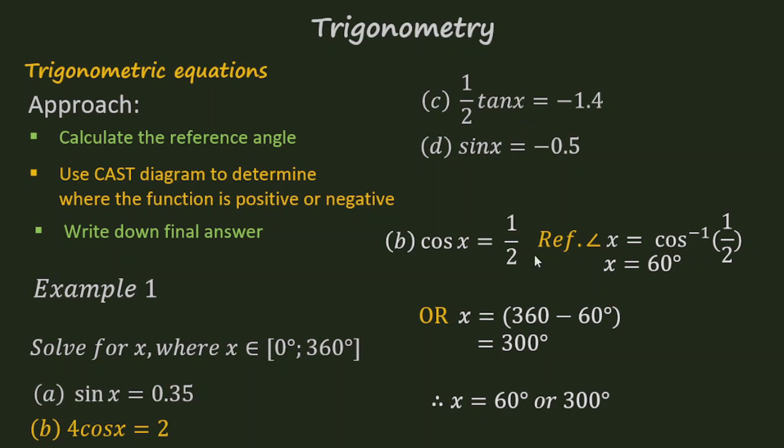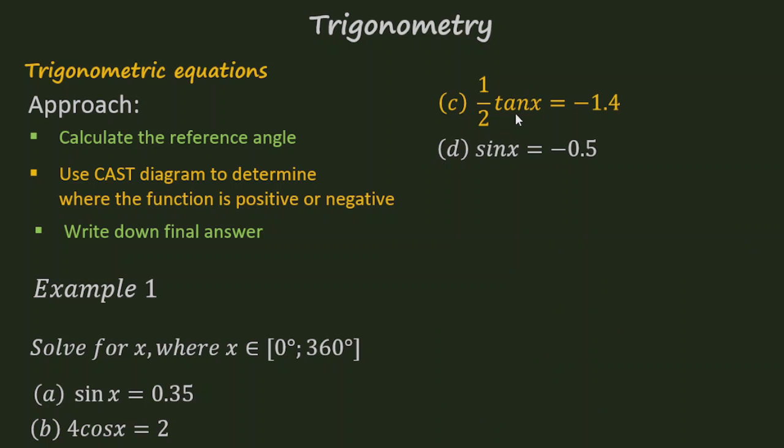Let us move to problem C. Problem C, you have 1 over 2 tan x equals minus 1.4. We said on the left hand side, we must be left with only one trig ratio. Then we can multiply the right hand side by 2 so that we only have minus 2.8 on the right, and we have only one trigonometric ratio on the left. Then we can find the reference angle, shift or second function tan 2.8.